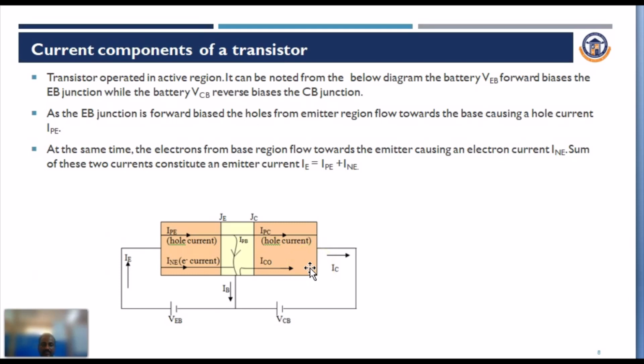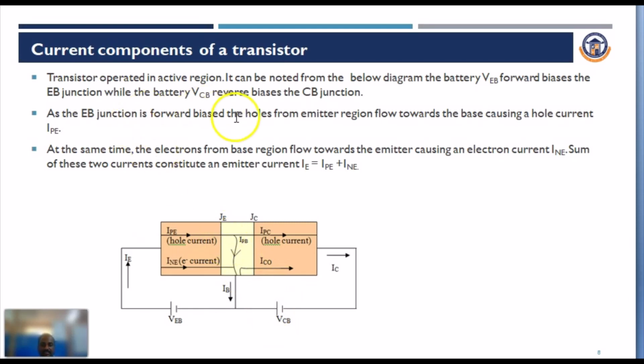So for my analysis, I can take the active region. We know that the emitter terminal can be tied to the positive terminal of the power supply, whereas the collector terminal is tied to the negative terminal of the power supply. That means VEB is in a forward bias condition and VCB is in reverse bias conditions.